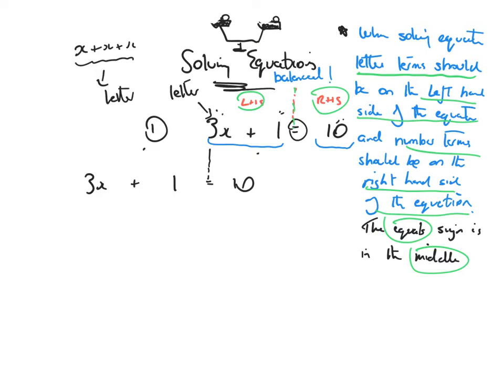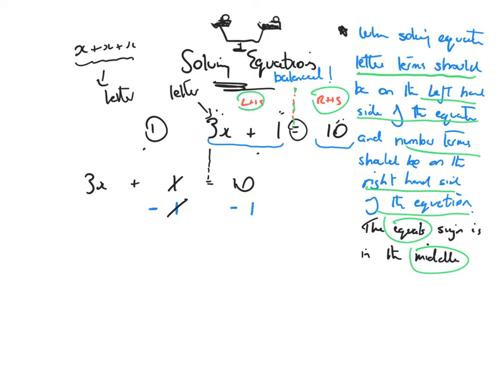Okay, so is 3x okay where it is? Well, 3x is a letter term. We want 3x to be on the left-hand side because it is a letter term, so that stays where it is. But 1, well, we don't want number terms on the left, we want number terms on the right. So how do we get rid of it then? We need to eliminate it. So how do you eliminate 1? Well, you eliminate it by taking it away. So 1 take away 1 eliminates it. But if I take 1 away from that side, I need to keep the equation balanced and take 1 away from that side. Okay, so what we can see then is that 1 take away 1, that cancels out.